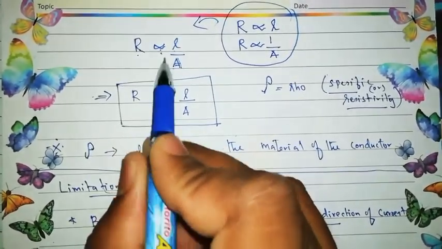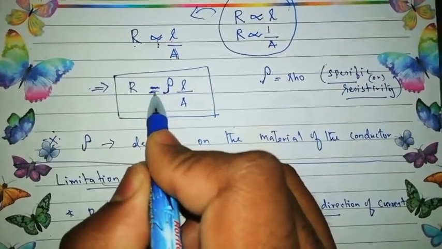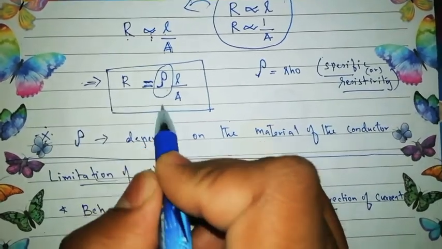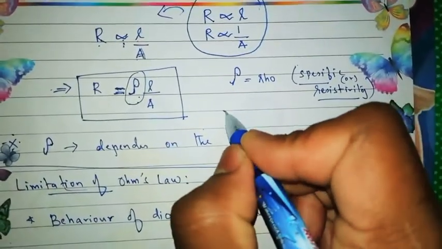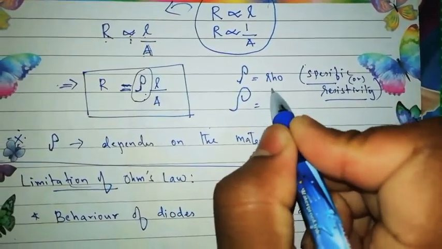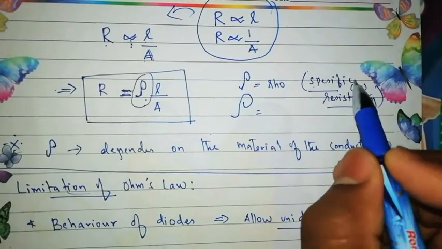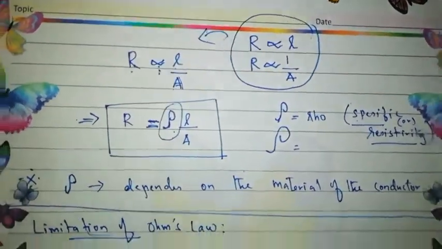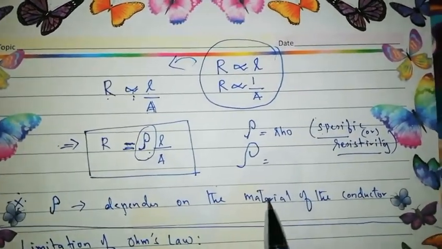So I told you, if I want to take this proportionality sign and make it an equal-to sign, I have to put one constant here, and this is the constant called rho. So it will be written like this, okay, rho. And rho is nothing but the specific resistance, or in other words, resistivity. Okay, so this rho always depends on the material of the conductor.